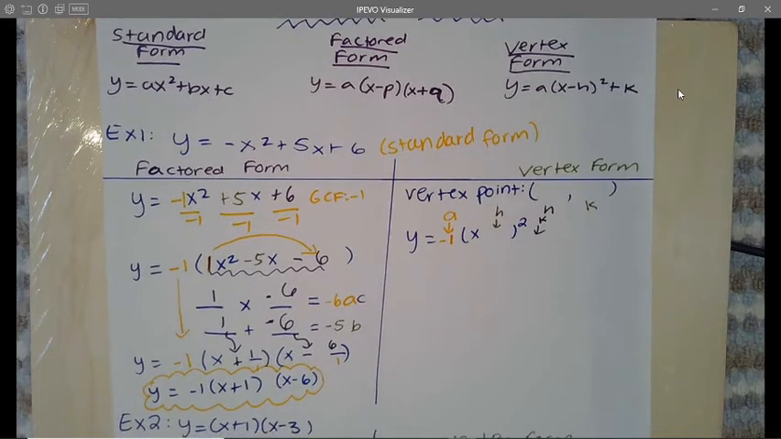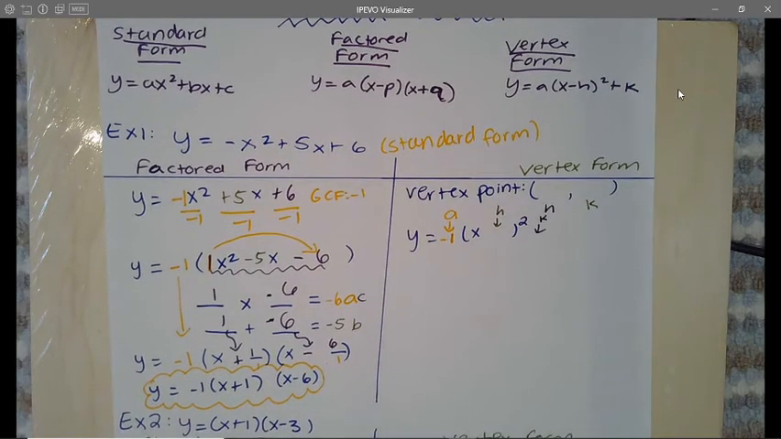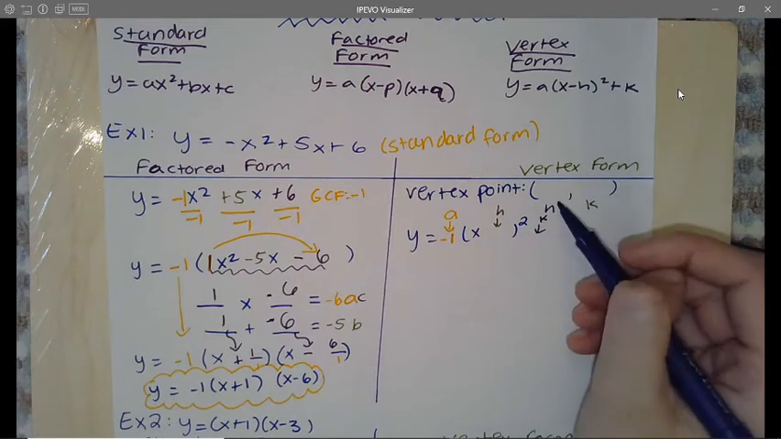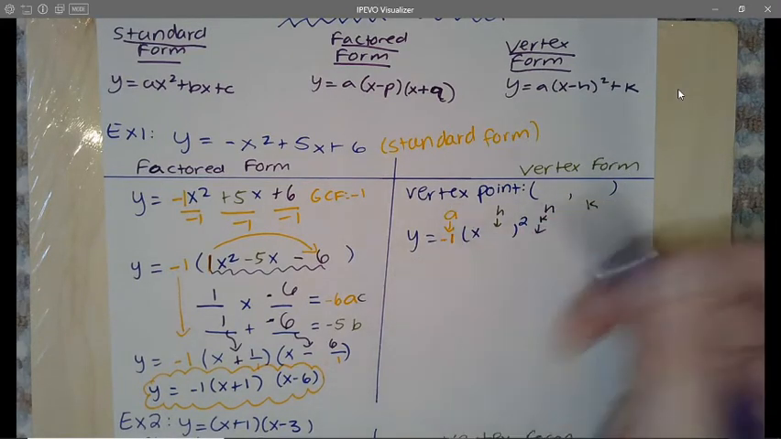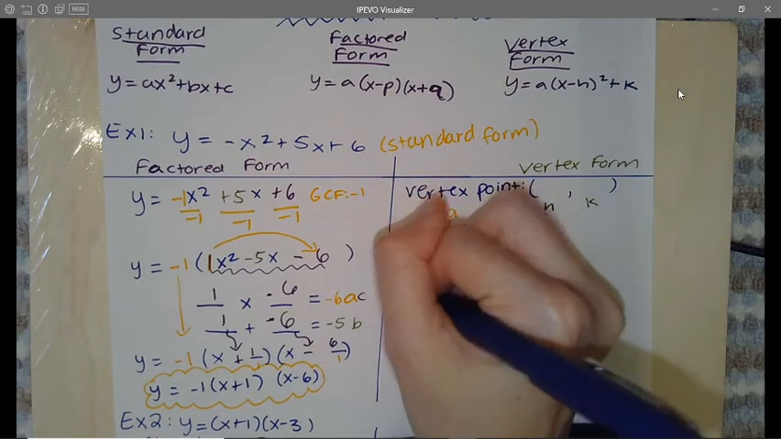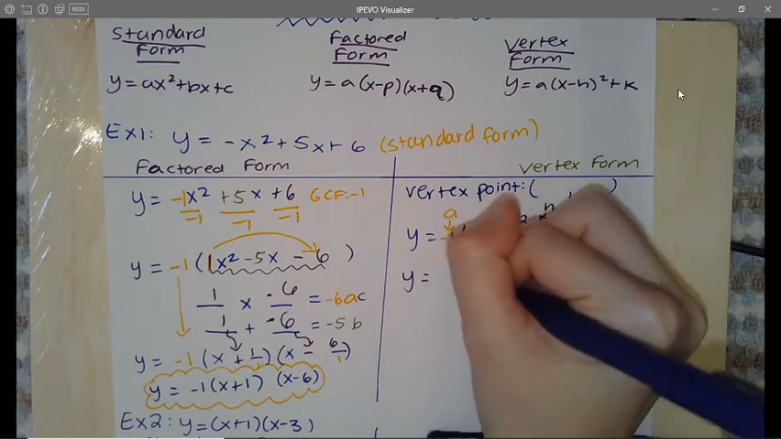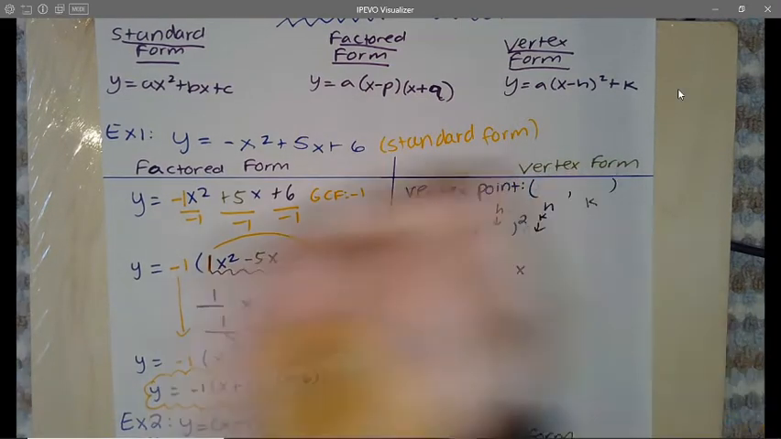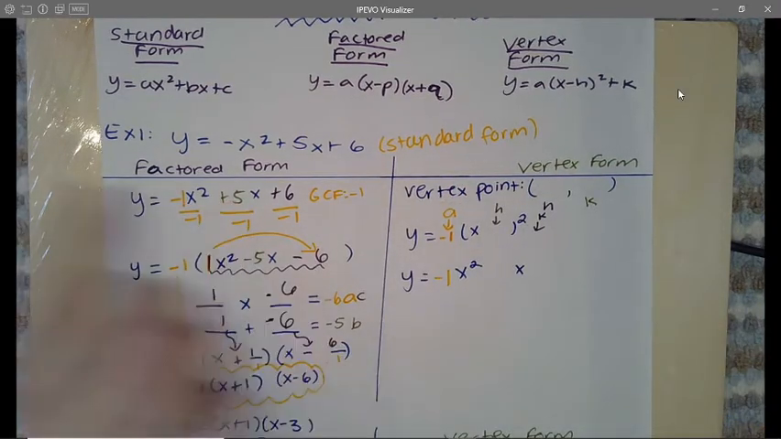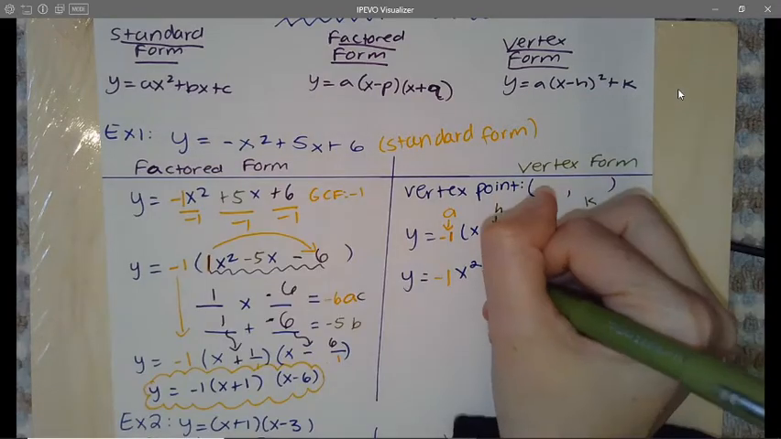Now I just need to find my h and my k. So I'm going to go ahead and rewrite standard form so then I can solve for the vertex point. Once I know the vertex point, which is the h and k, I just need to slide those bad boys into my equation, and then I'll be done. Alright, let's get started setting it up. So we have -1x squared plus 5x plus 6.